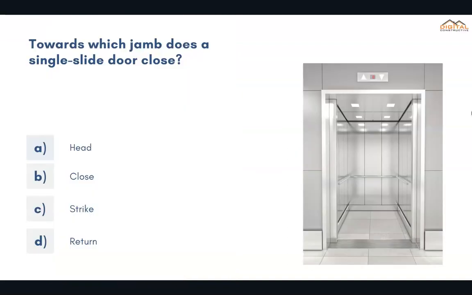In this video we're taking a quick look at the C-11 elevator contractor license exam questions. Toward which jamb does a single slide door close? The correct answer is C, strike.